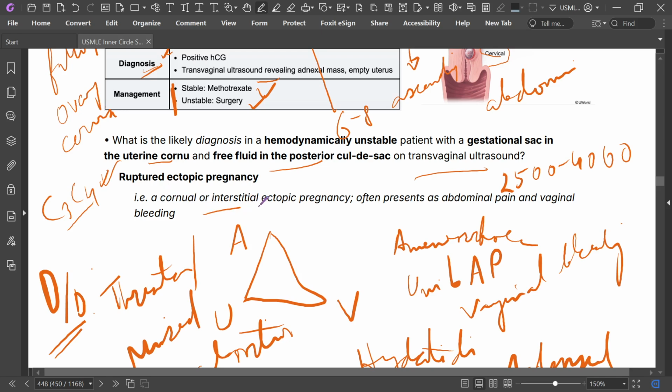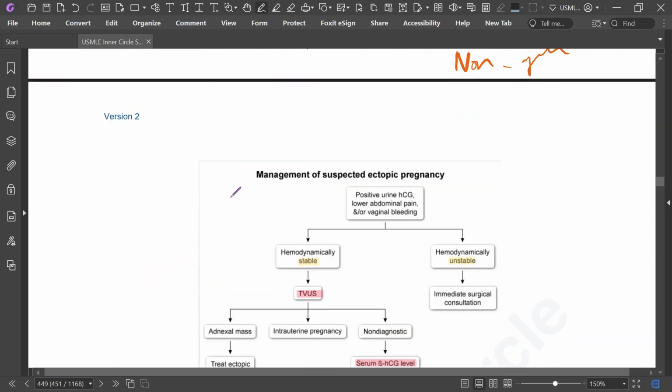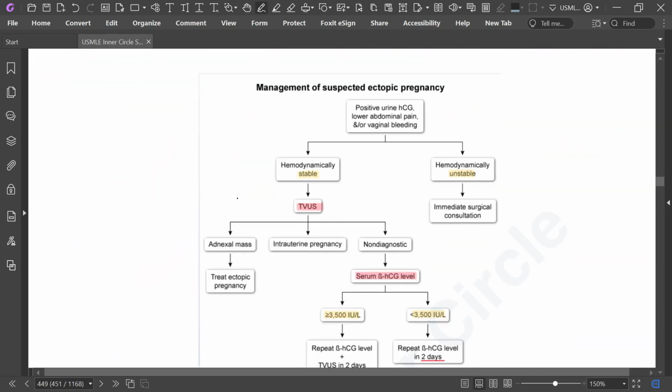A cornual or interstitial ectopic pregnancy, also known as cornual ectopic pregnancy, often presents as abdominal pain and vaginal bleeding. Okay, management in detail here.